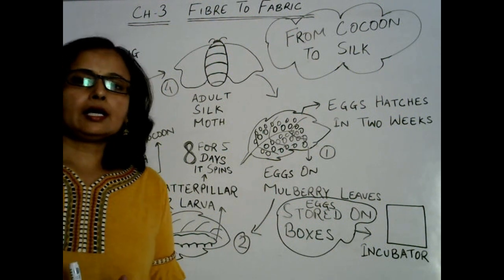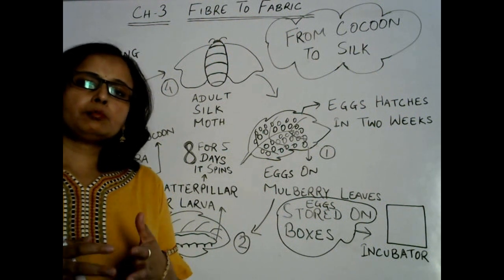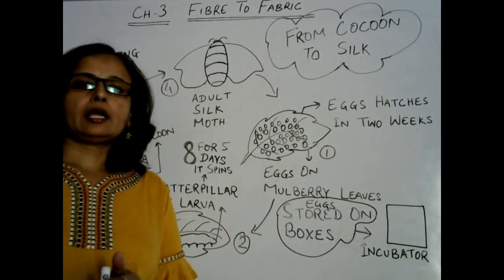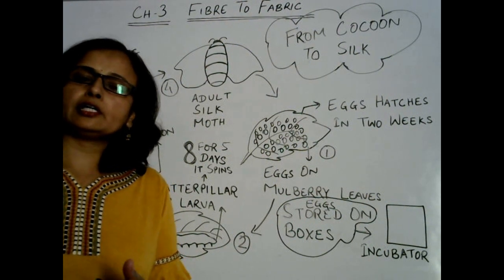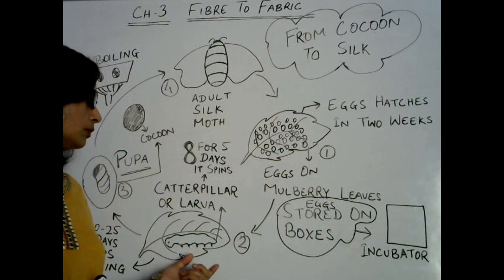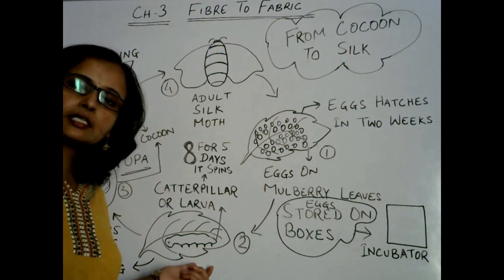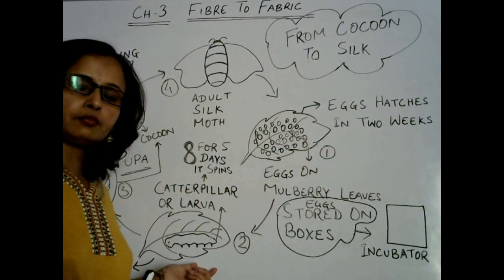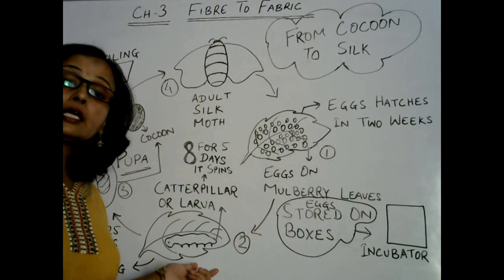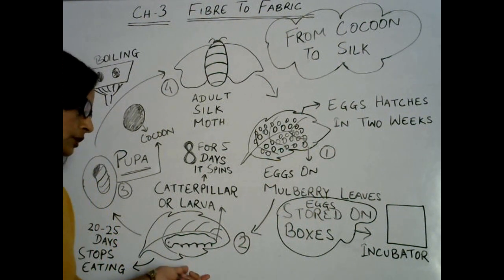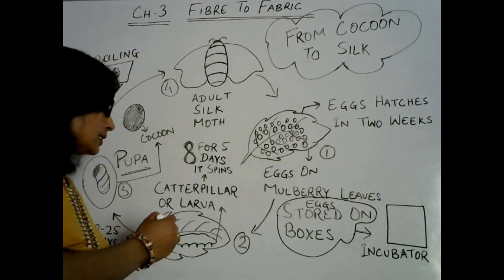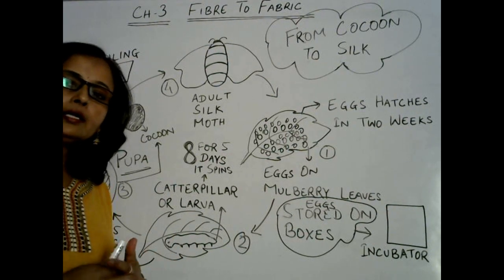Then those larvae are taken out from incubator properly in a tray and kept in another place, and there also a certain temperature is provided to those silkworm or caterpillar. Caterpillars are called silkworm or larva. Second stage in the life cycle of silk moth, right? So then that silkworm feeds on mulberry leaves.